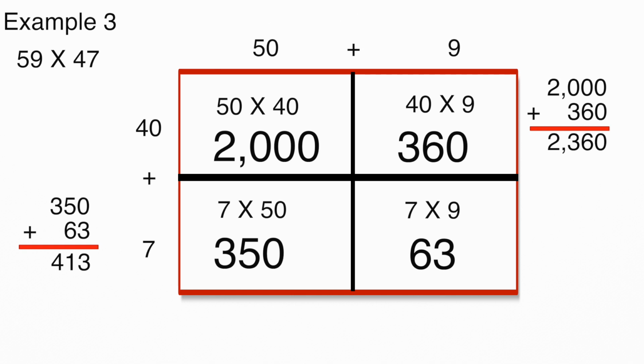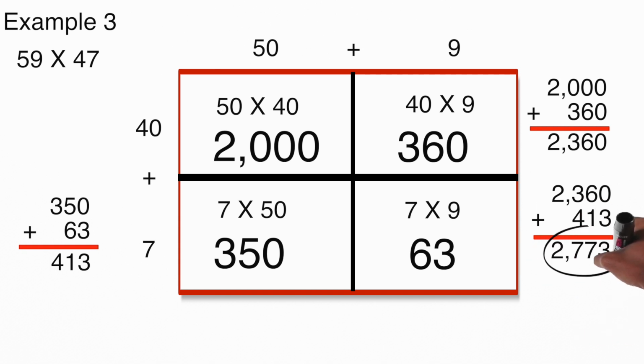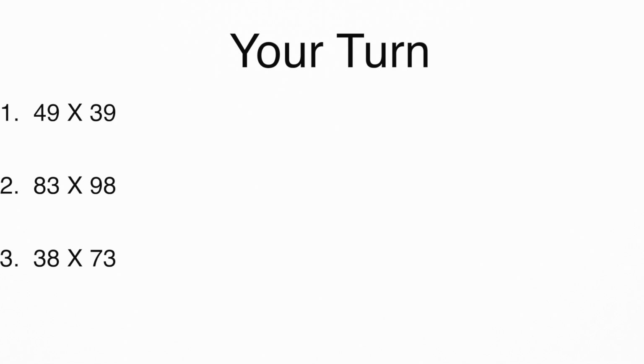Now I find the sum of my two products. 2,360 plus 413. 0 plus 3 is 3. 6 plus 1 is 7. 3 plus 4 is 7. And 2 plus nothing is 2. My final answer is 2,773.